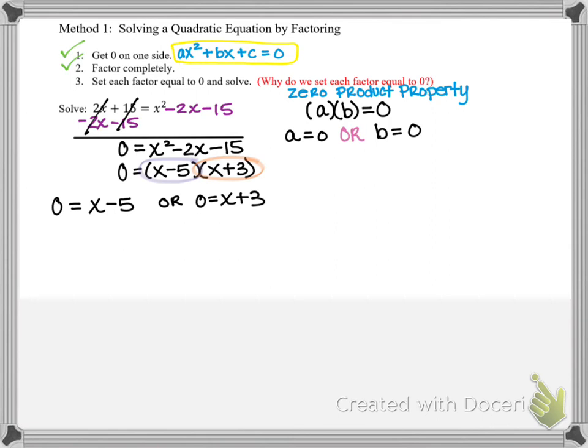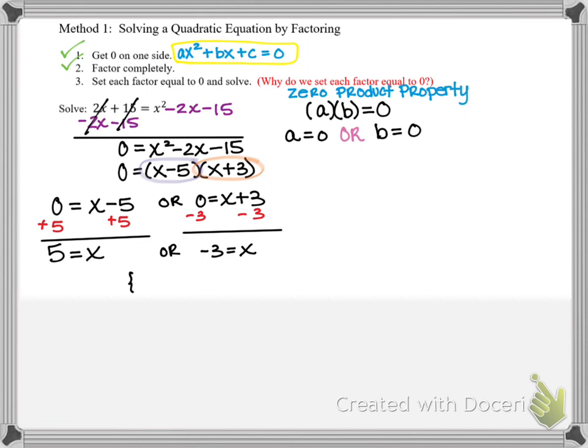Now I'm on step 3 where I'm setting each factor equal to 0 and solving. Well, guess what? Now we just have 2 little linear equations. In the first equation, I just have to add 5 to both sides, so x equals 5. Or in the second equation, I subtract 3 from both sides, and x equals negative 3.